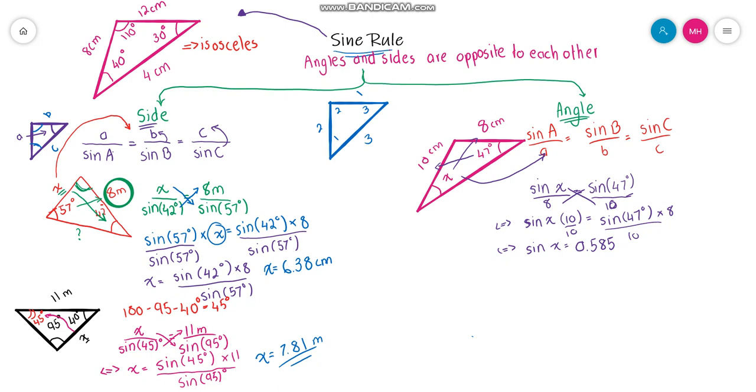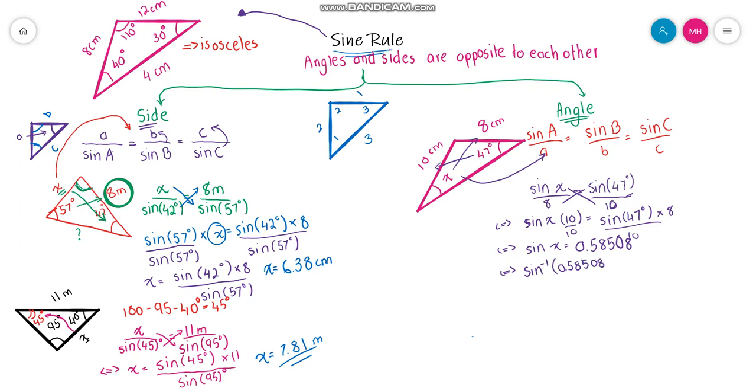So in order to find the angle, we are going to put this value into the inverse of sine. Okay, so when you're in the middle of a calculation, you don't just round. Okay, you have to round it to 5 significant figures. So in this case, that would be 0.58502.